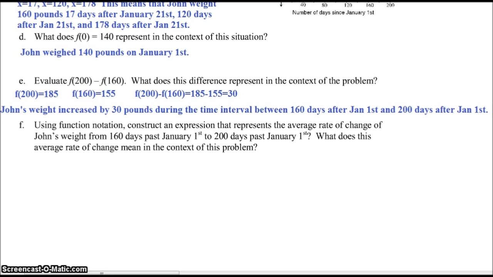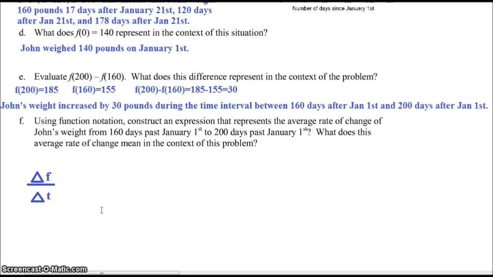Now, using function notation, construct an expression that represents the average rate of change of John's weight from 160 days past January 1st to 200 days past January 1st. What does this average rate of change mean in the context of the problem? Now, when we want to find average rates of change, we're just looking at the rate at which the function output value corresponds to the rate at which the function input value changes. Delta f over delta t, the change in the function value divided by the change in time.